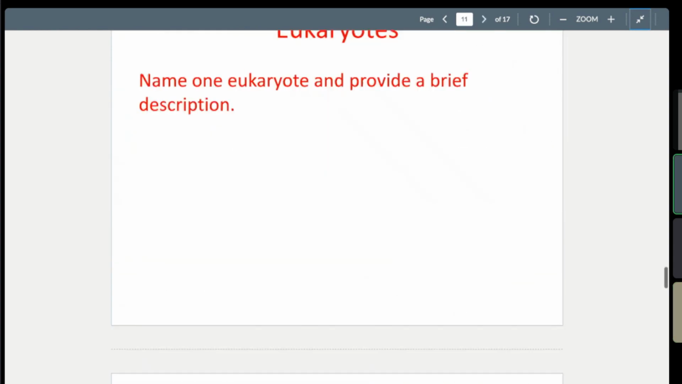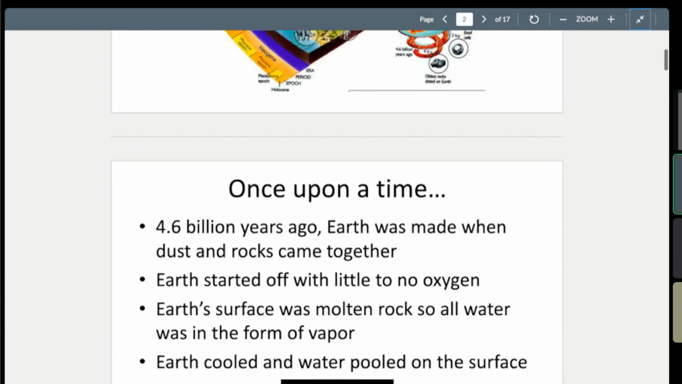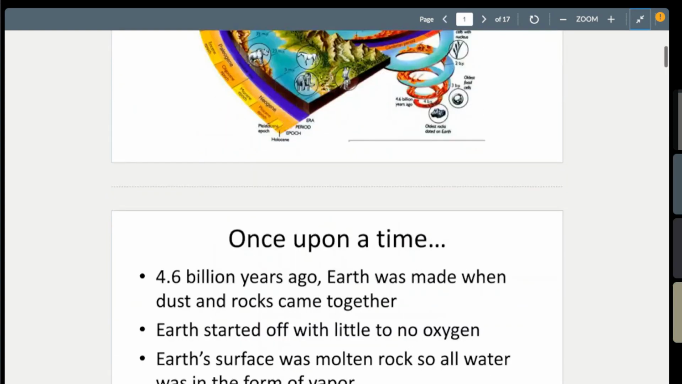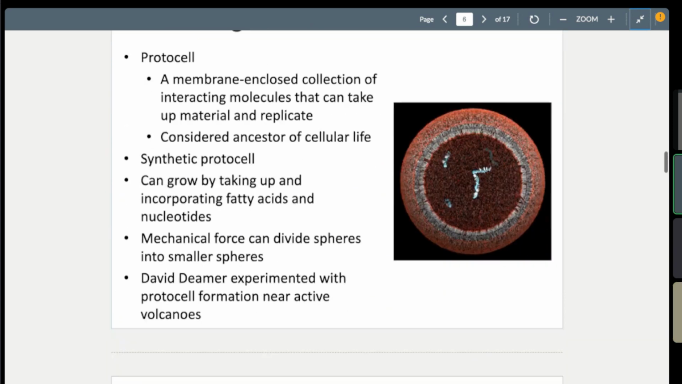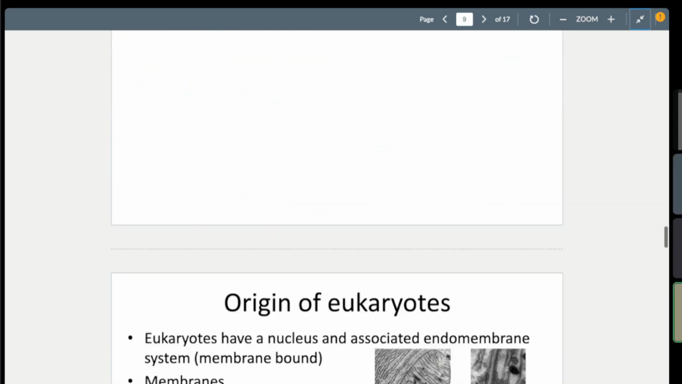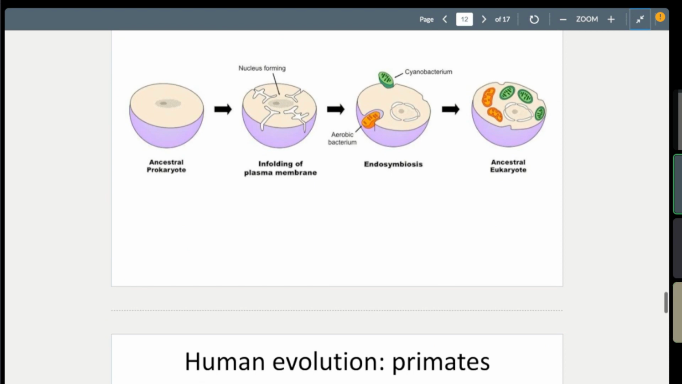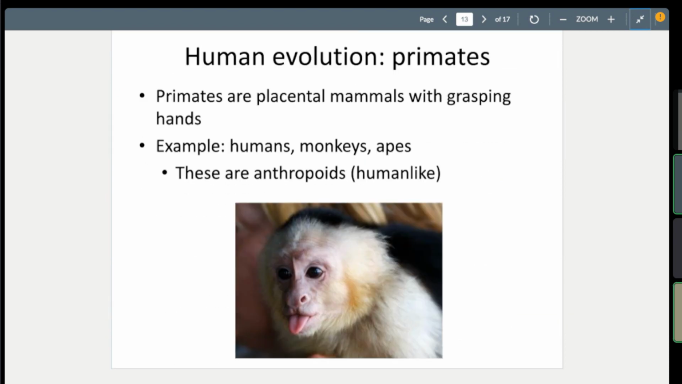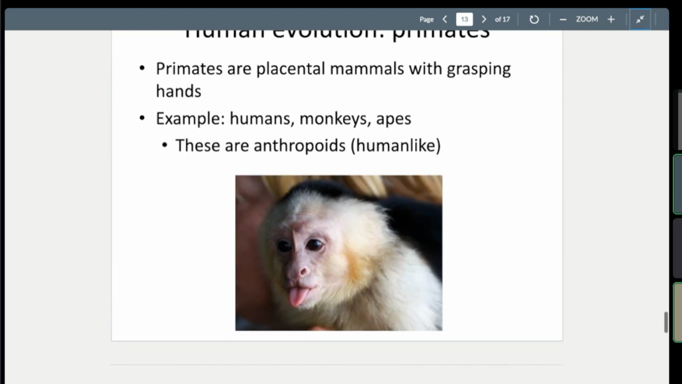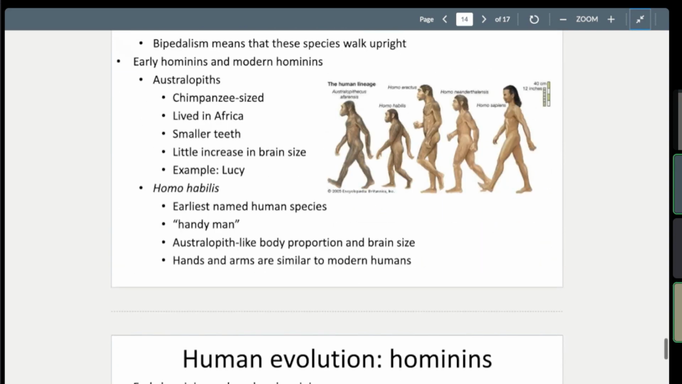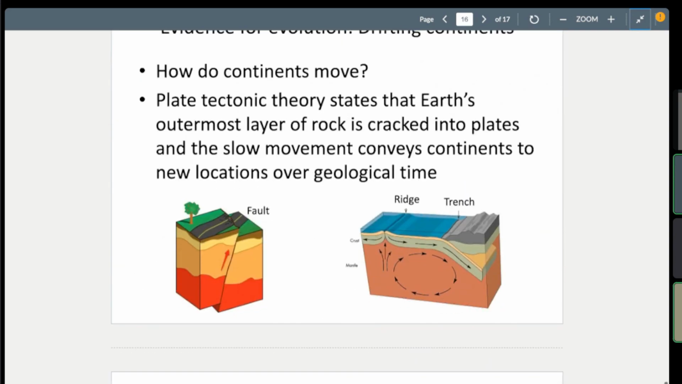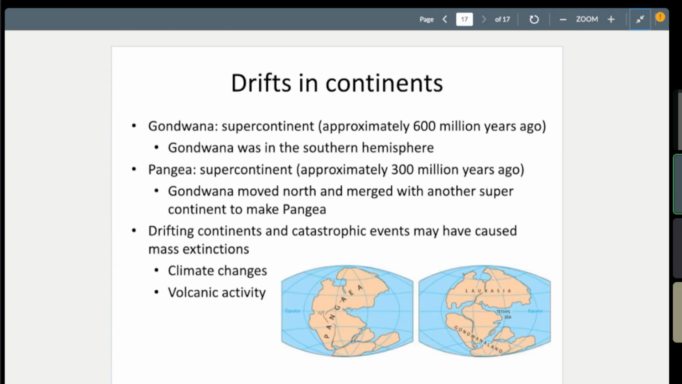So that is the history of life on Earth: how Earth was formed, how cells were formed, the origin of these cells and how they developed into the cells we know today in our body, and also in bacteria and archaea. We have primates, human evolution, and the drifting of continents and tectonic plates. And finally, we have how Earth was separated into the continents we know today.